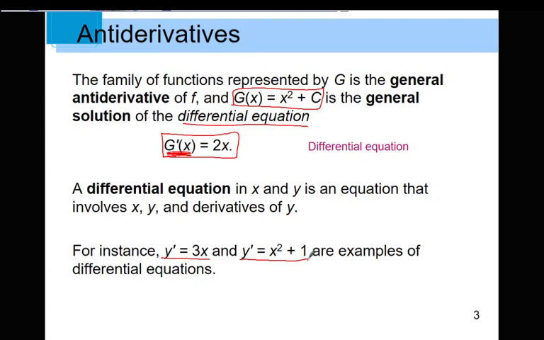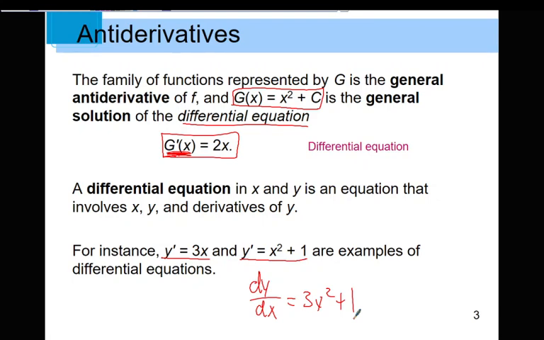For instance, y prime equals 3x and y prime equals x squared plus 1 are examples of differential equations. They involve x and y and have a derivative in them as well. Okay? That also means if you had, say, dy over dx equals 3x squared plus 1, that is also a differential equation. We've been dealing with differential equations. We've been creating differential equations this entire time. Every time you take the derivative of a function, you are creating a differential equation.